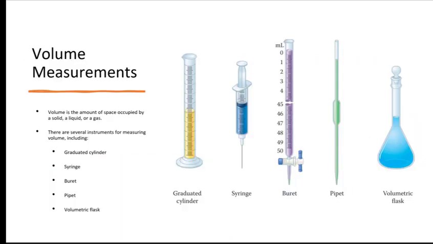Volume measurements. Volume is the amount of space that's occupied by a solid, a liquid, or a gas, and there's several instruments that we can use. In lab, we will be using graduated cylinders. We will be using syringes, burettes, pipettes, and volumetric flasks. So here's an example of what all of these look like.